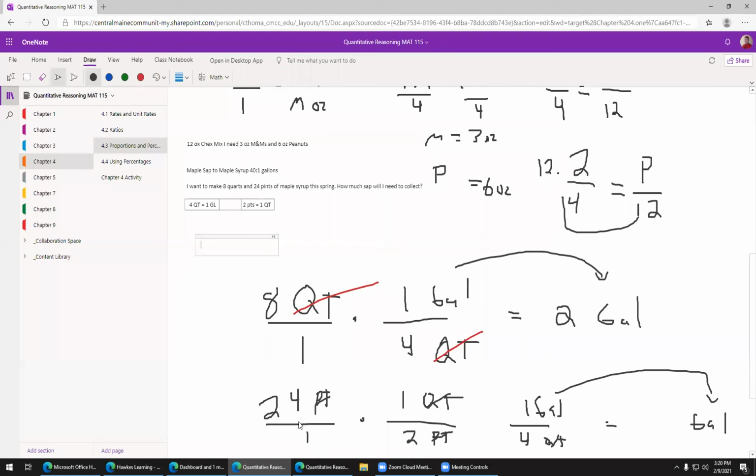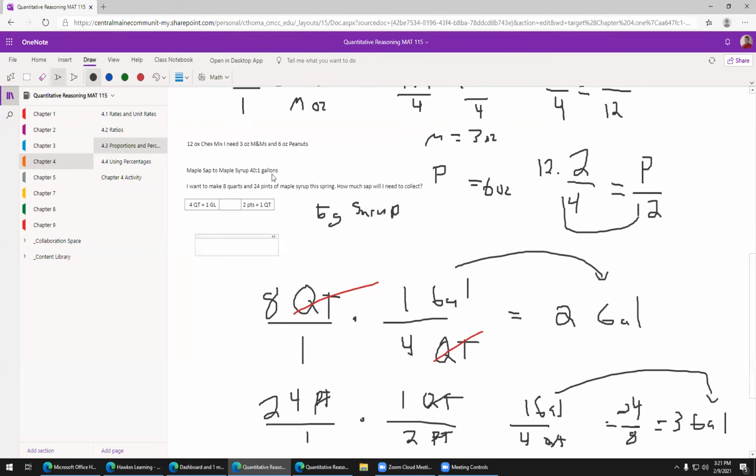So I can multiply across. 24 times 1 is 24. 2 times 4 is 8. 24 divided by 8 is 3. So add those two together. I need 5 gallons of syrup if I want to meet my quota.